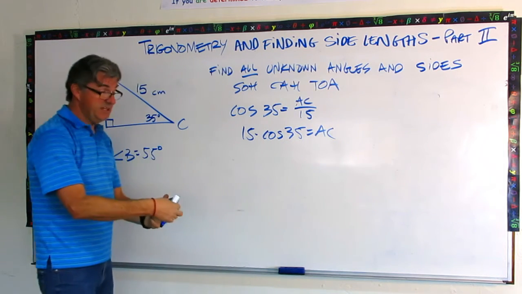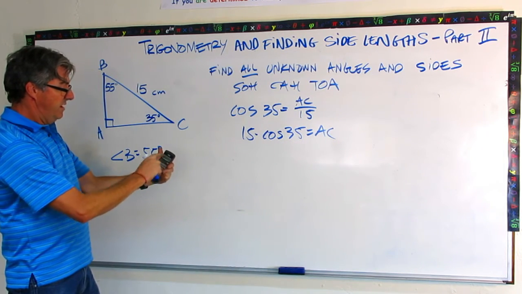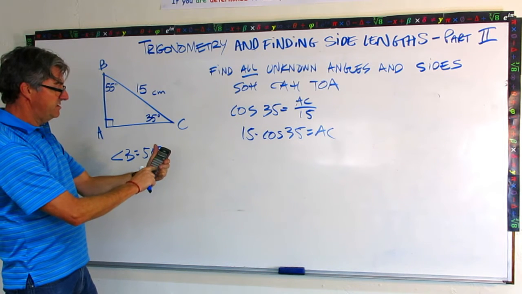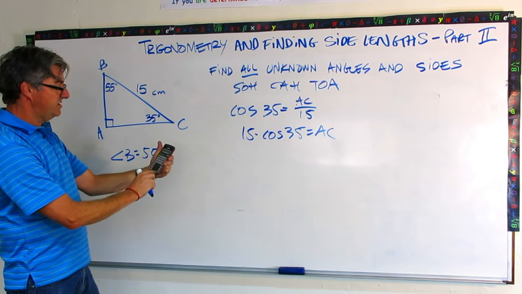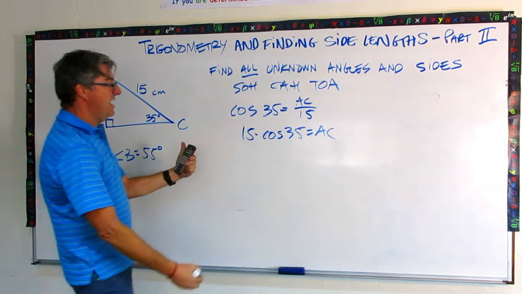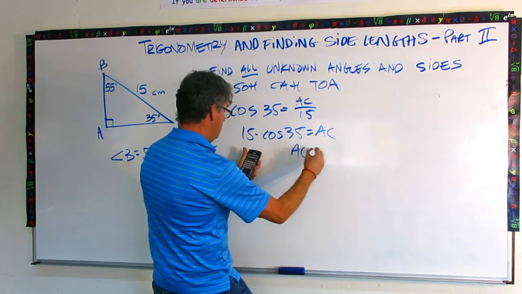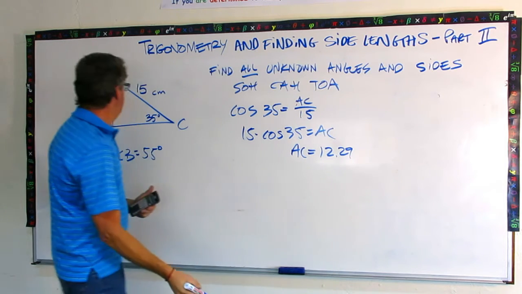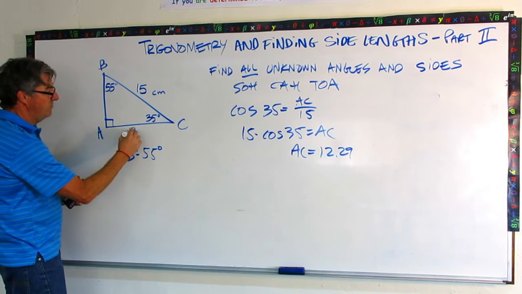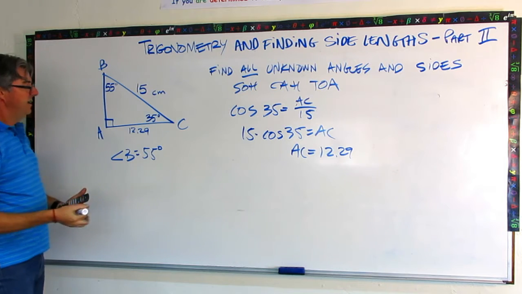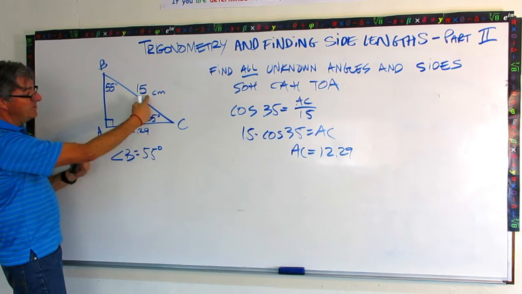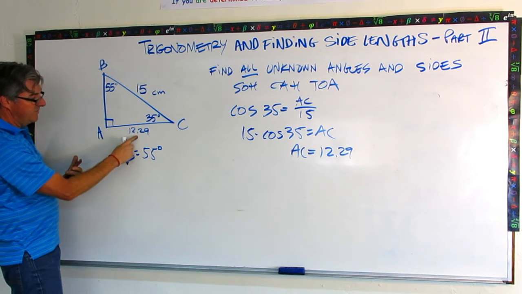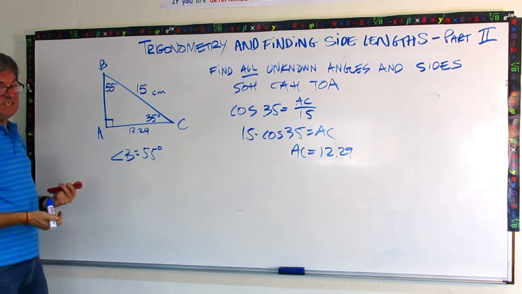Pull out my handy-dandy calculator. Do 15 times 35 cosine equals, and I get AC equals 12.29. So that's this side here, 12.29. And that makes sense. It's pretty long, almost as long as the hypotenuse, not quite, and 12.29, yeah, it's almost 15. So we're good there.